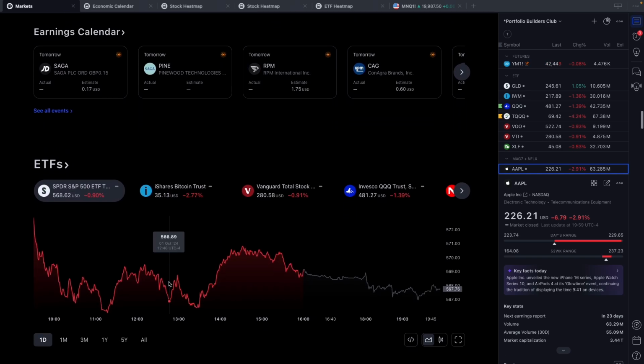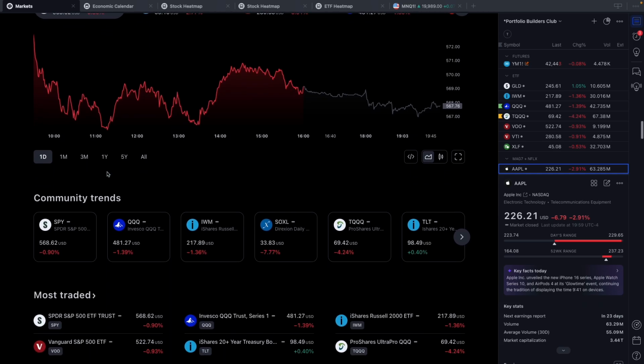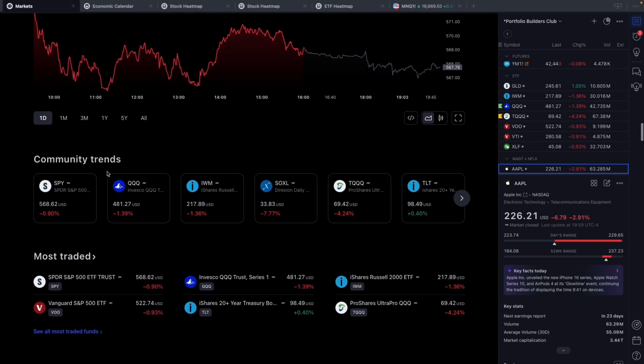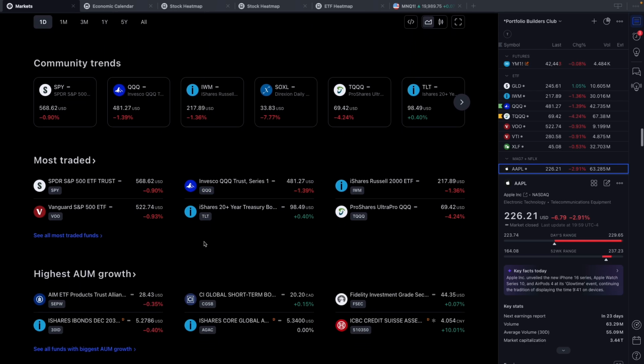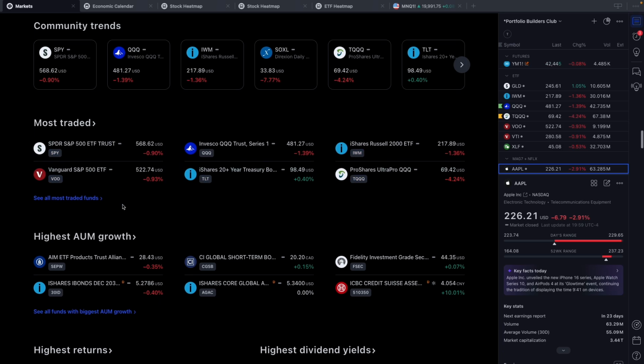It goes into ETFs, and we have some of the top ETFs here, SPY being probably one of the most popular. And then we go into community trends here. Of course, a lot of people are going to be talking about SPY, QQQ, IWM, semiconductors, TQQ. And then you get into most traded, and that could be information that's very useful as well to see where are people putting their money right now.